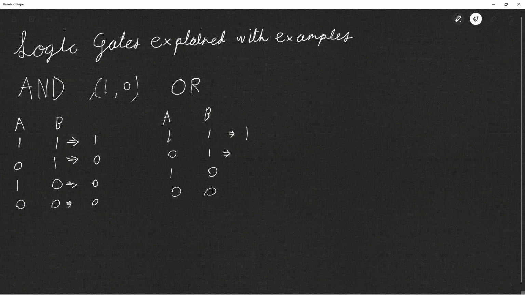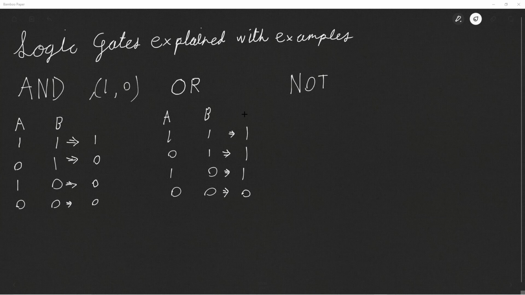Now for here we have 0 and 1. And since at least one of them is 1, we'll have an output of 1. Same thing here, we have 1 and 0, which gives us an output of 1. However, for 0 and 0, since neither of them is 1, our output will be 0.